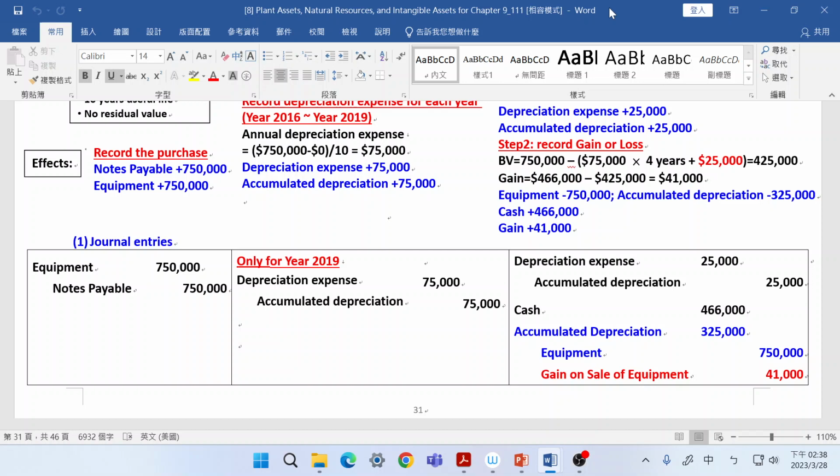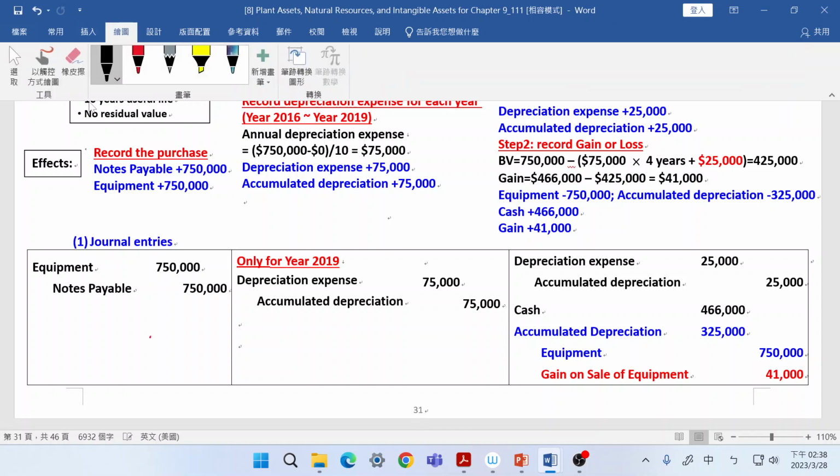So let's look at the answer on page 31. First day, you buy your PPE, right? So your PPE equipment increases. Did you pay the money? No, with a note. So you have a note payable, your liability, $750,000. Remember, first day, you got a number. What's that? That's your cost, right? How to get the cost? Usually 1 plus 2. So that's our first issue this chapter, right?